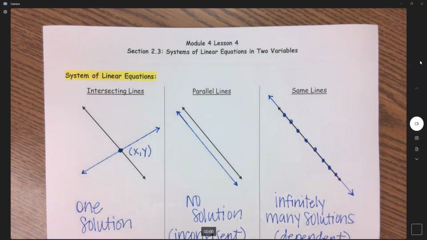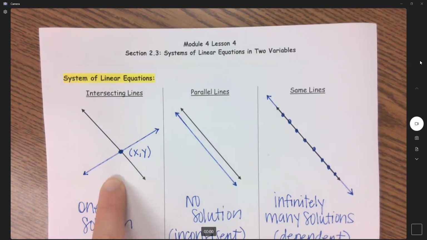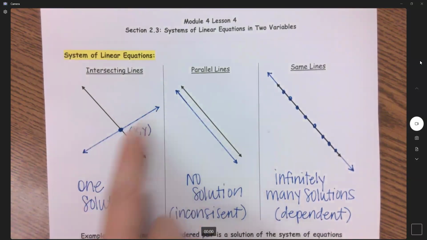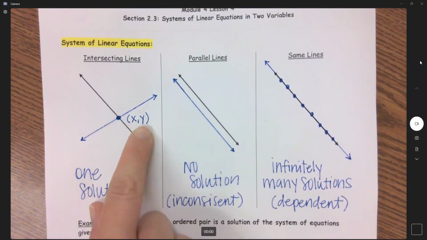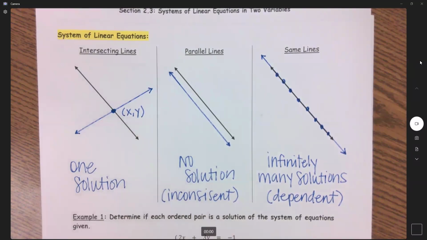The first thing and the most common is that we're going to get intersecting lines. And so you're going to have two lines that intersect at some point, x comma y, because we're talking about the coordinate plane. And that is your one solution. Your one solution is where these two cross. Graphically, we've been finding intersecting lines the entire course.